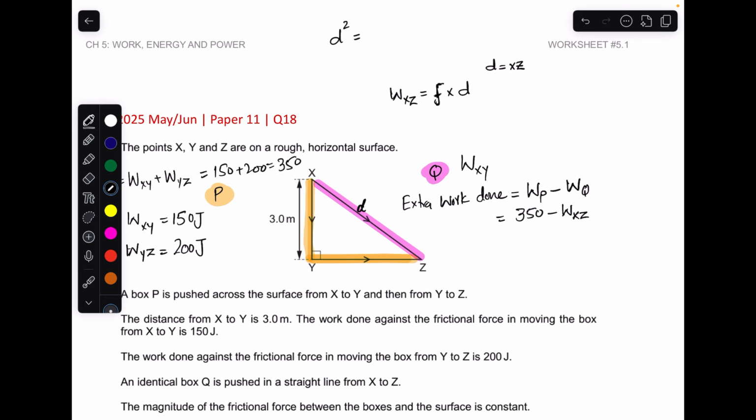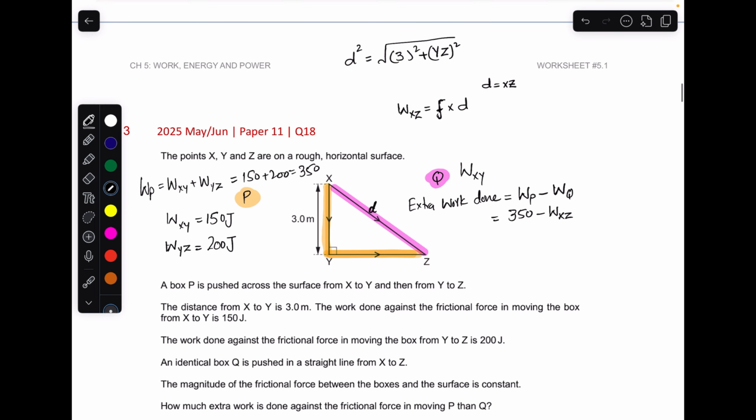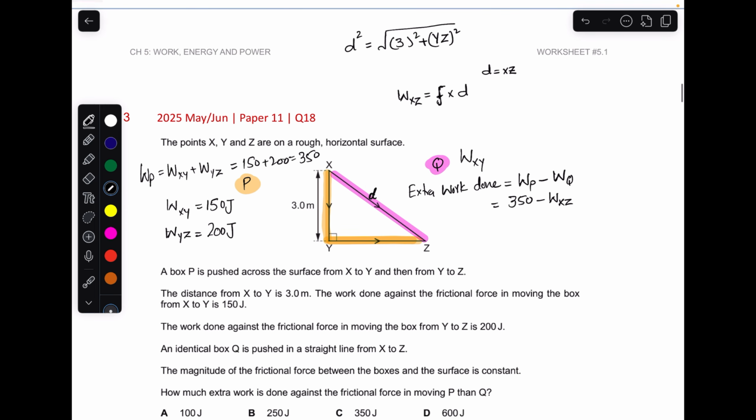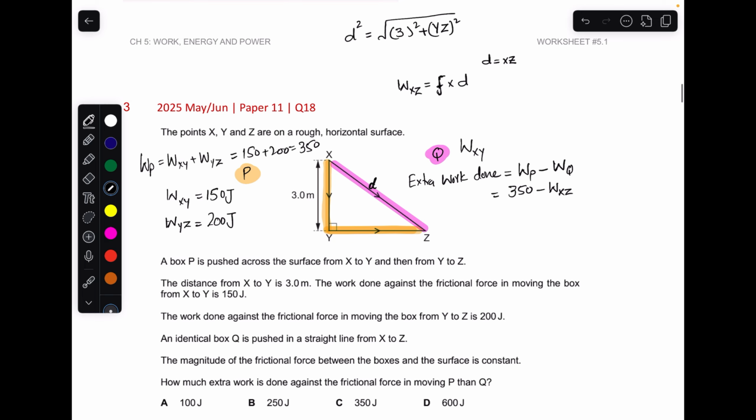So D can be equal to the square root of 3 squared plus yz squared. But I don't know the yz as well. So how can we find the yz? You have to look at what information you have. We only know the work for the yz, that is 200. That's it.